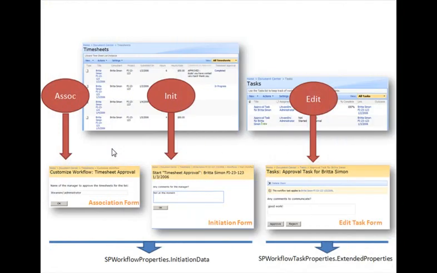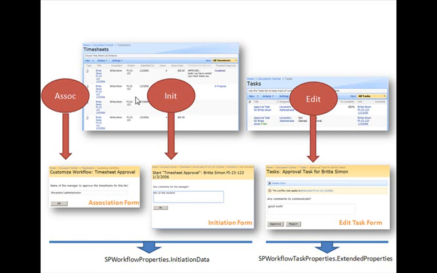This slide shows you the different steps and components involved within the simple custom approval workflow. First of all, the workflow template is associated to a list, a library, or a content type. During the association, you can display an InfoPath form, which is called the association form. This form can be used to capture settings for parameters that you want to use within the workflow.